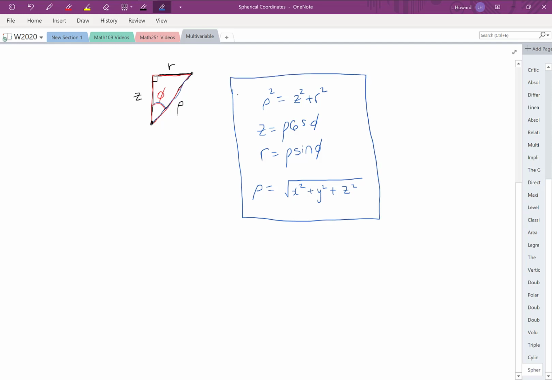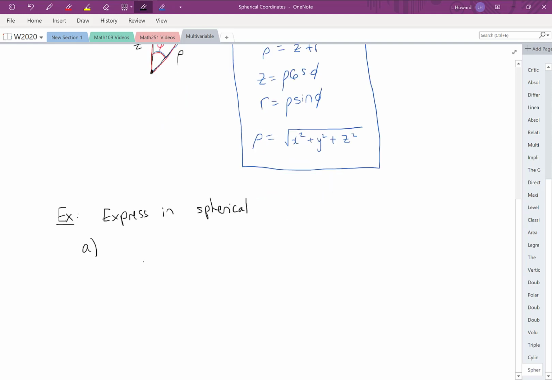between different coordinate systems. So in this example, we're going to be given some equations of surfaces that are written in rectangular coordinates, and we're going to re-express them in spherical. So let's start off with x squared plus y squared plus z squared equal 9.